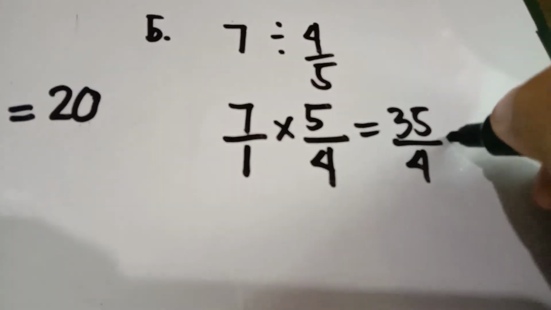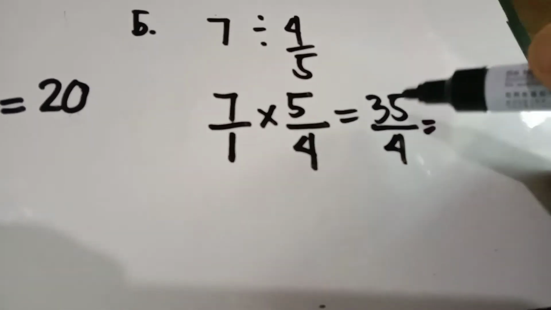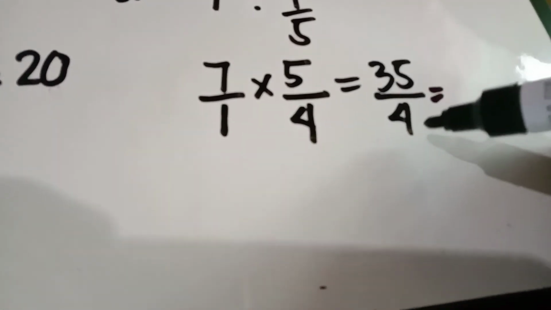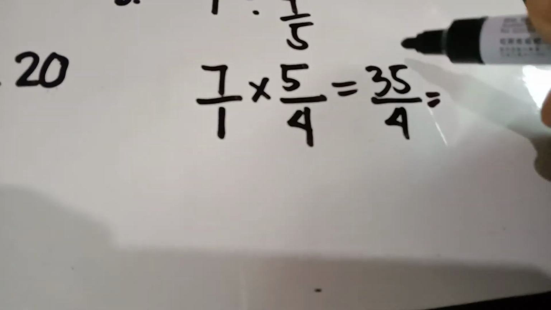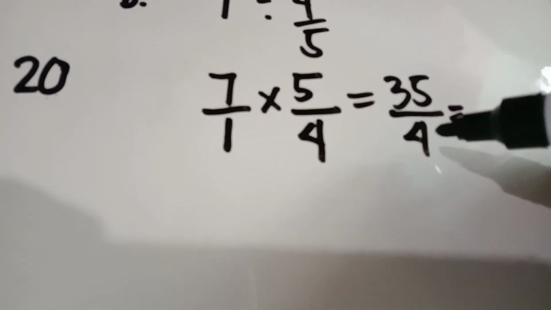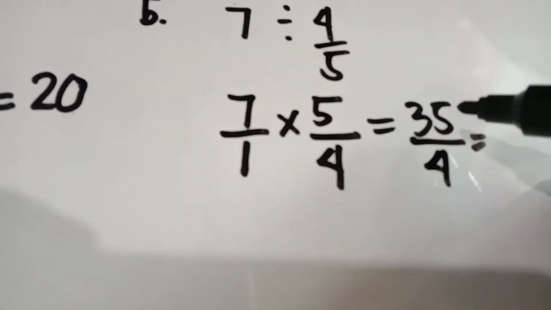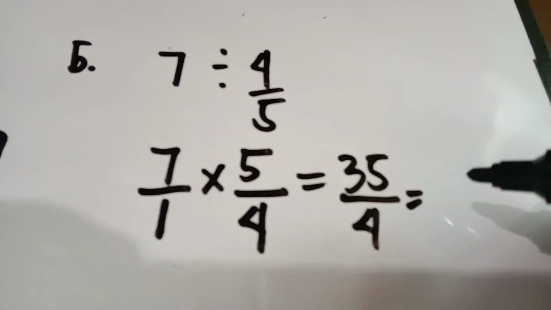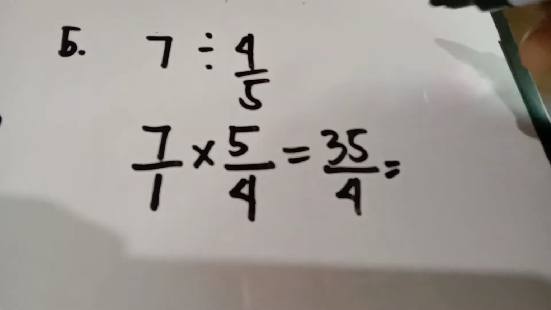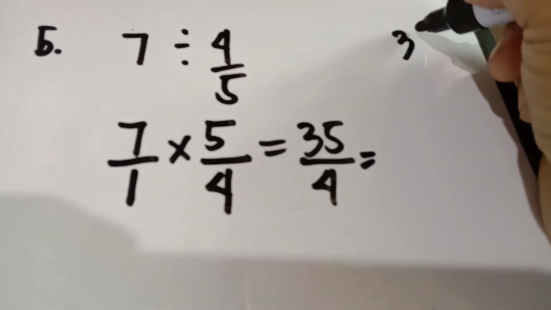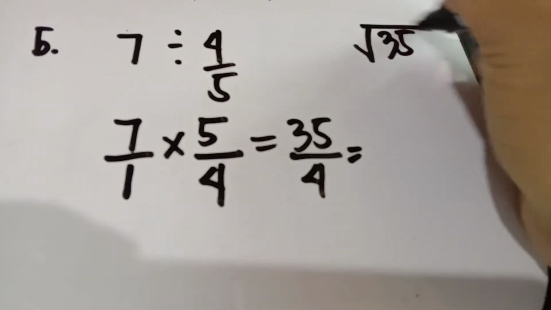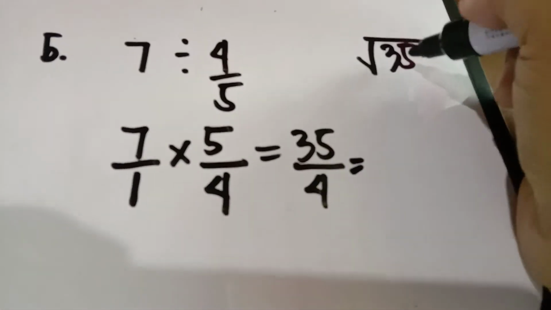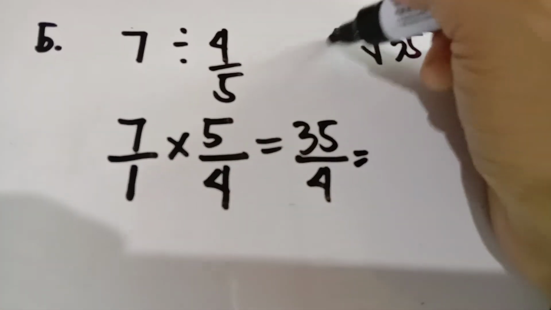Okay, then let us look at the fraction. 35 over 4 is an improper fraction. The numerator is greater than the denominator. So ano yung sabi ko? Pag yung sagot nyo is improper fraction, we are going to change the fraction to mixed number by dividing. Divide nyo lang po yung numerator by the denominator.